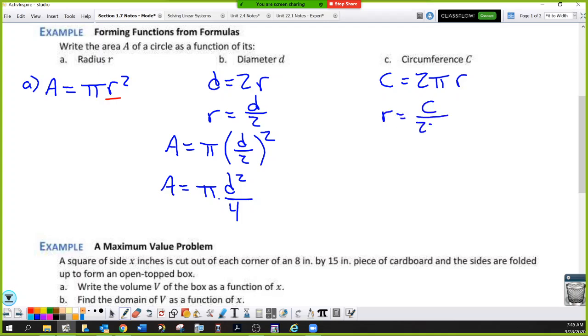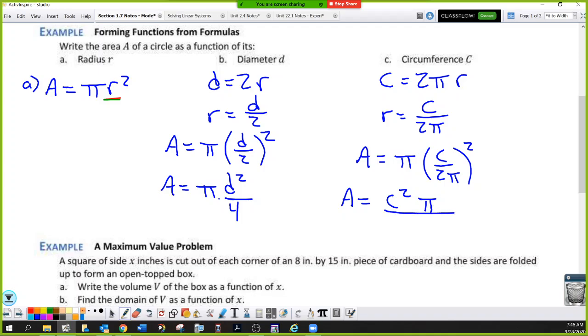C over 2 pi, because we're dividing both sides by 2 pi. And we can plug that in right here again. Area is, we have pi times c over 2 pi squared. So it gives us c squared over 4 pi squared. You have to square the pi also. So that area is c squared, and I'm going to go ahead and throw the pi on the top of the fraction over 4 pi squared.